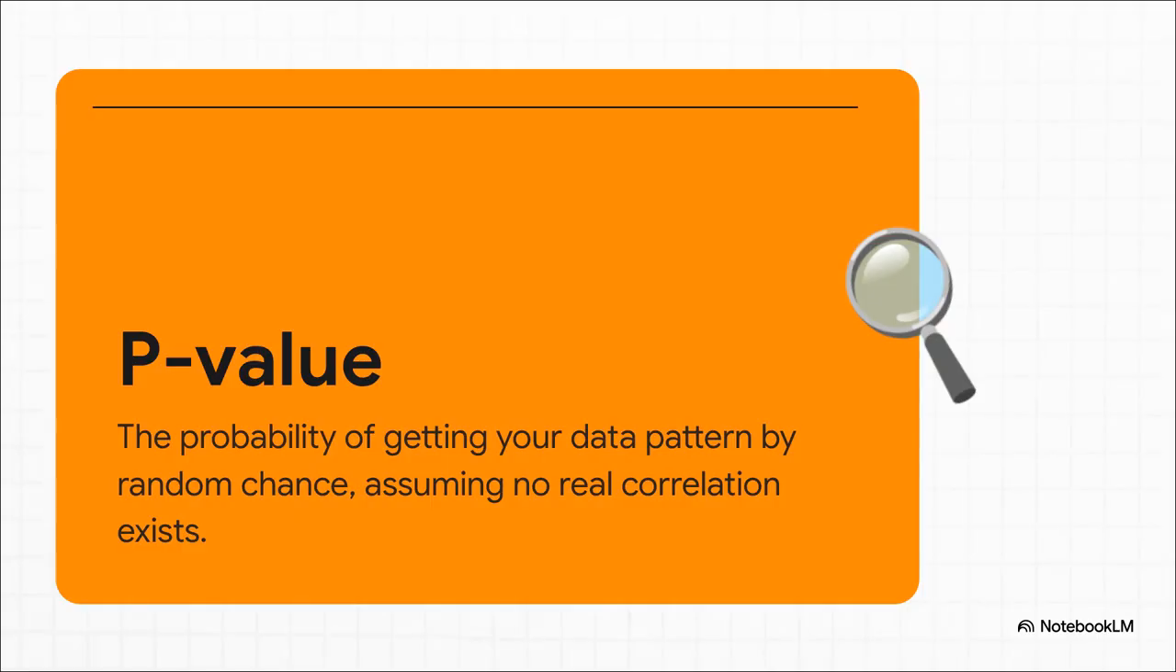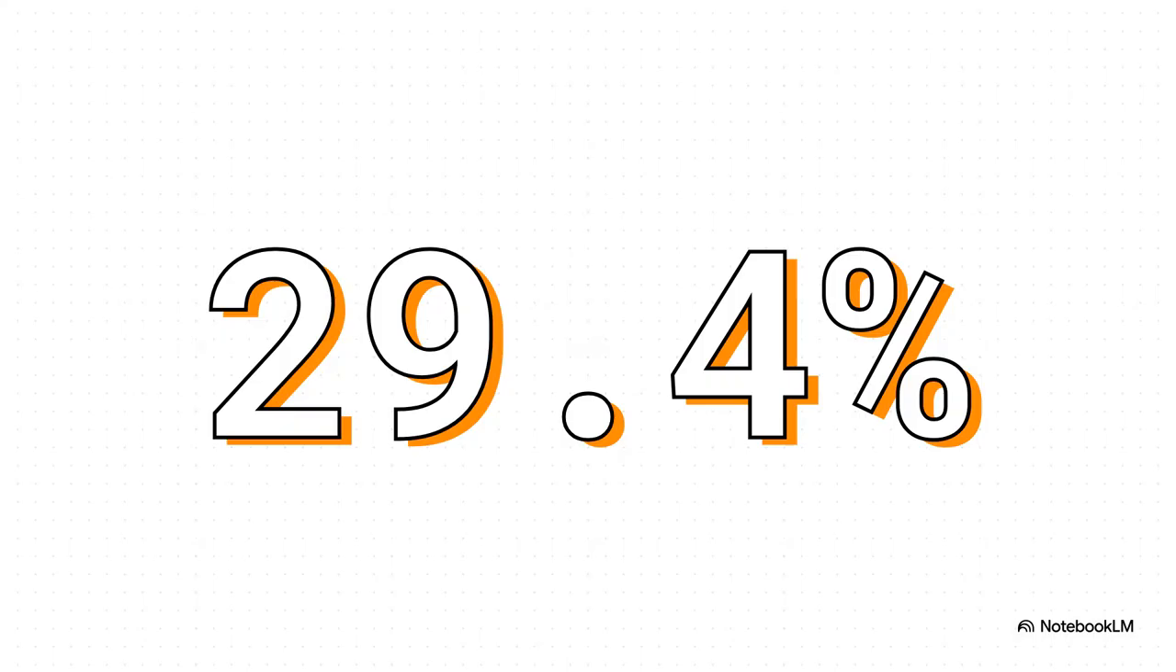Think of the p-value as your official coincidence detector. It answers one very specific, very important question. If there was actually no connection at all between these two things in the real world, what's the probability that we would get a pattern this strong in our data just by dumb luck? So for our little 5-point sample, the p-value is 0.294. In plain English, that means there's a 29.4% chance of seeing this pattern just by random luck, even if shoe size and height have absolutely nothing to do with each other.